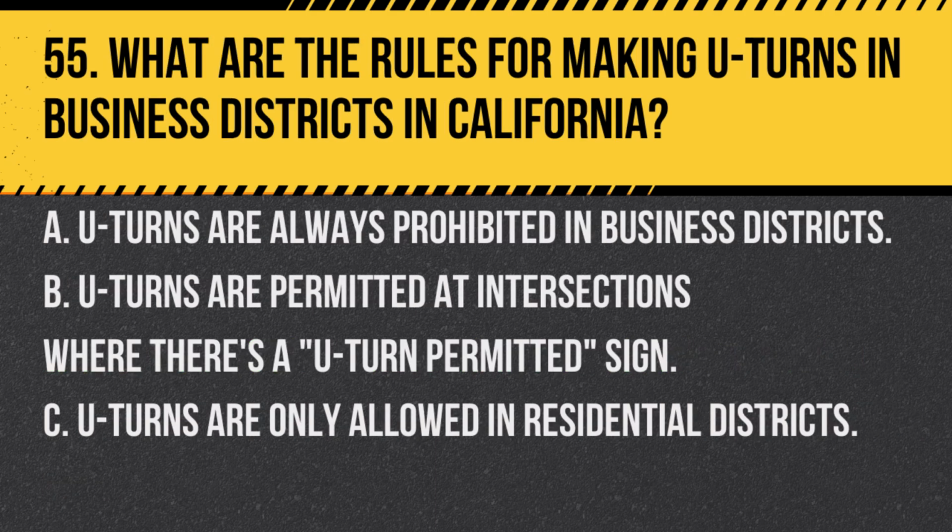Question 55. What are the rules for making U-turns in business districts in California? A. U-turns are always prohibited in business districts. B. U-turns are permitted at intersections where there's a U-turn permitted sign. C. U-turns are only allowed in residential districts. Answer B. U-turns are permitted at intersections where there's a U-turn permitted sign. Local regulations may further restrict U-turns, so always look for signage.